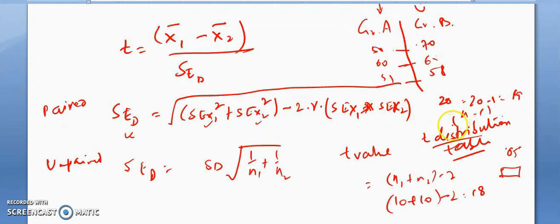And if the table value is less than your obtained value, then your null hypothesis is rejected. The null hypothesis usually says that the difference between these two values, whether it is paired or unpaired, is not so significant. The alternate hypothesis is the data is significant. So this is how the student t-test is calculated.